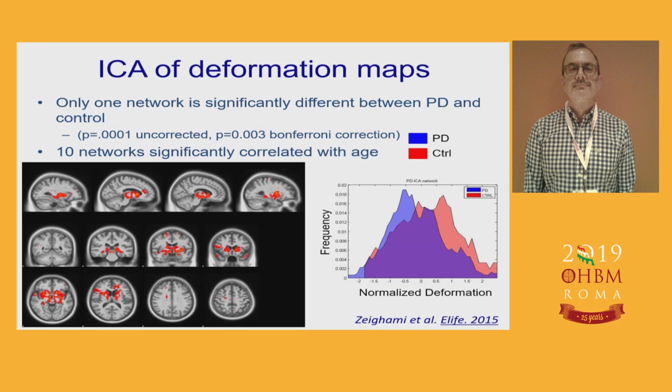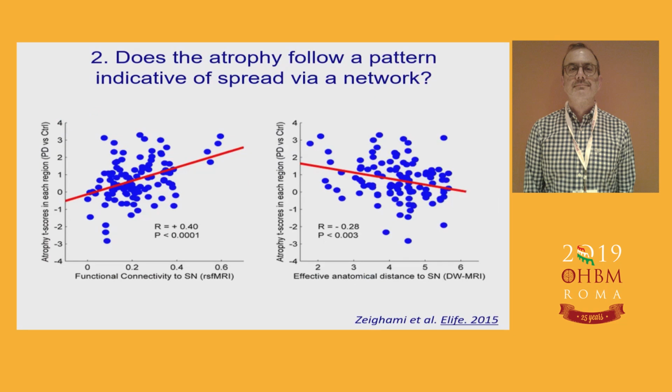But then the next question is, is this atrophy map a connectome? Does it reflect connectivity? So what we did here, we measured functional and anatomical connectivity. So each blue dot represents an anatomical region, a region of interest in the brain. And here we're measuring distance from the substantia nigra versus atrophy in every brain region. And you can see that for both a functional and an anatomical connectome, we get a fairly strong correlation. In other words, the closer you are to the substantia nigra, the more atrophy you show. And this is de novo patients, recently diagnosed patients.